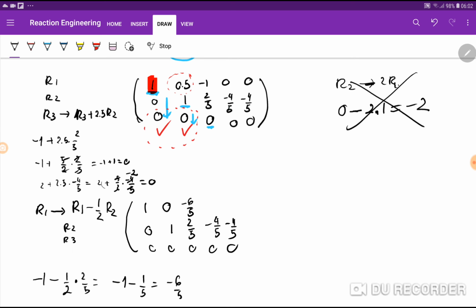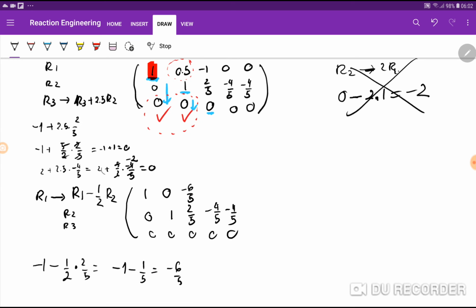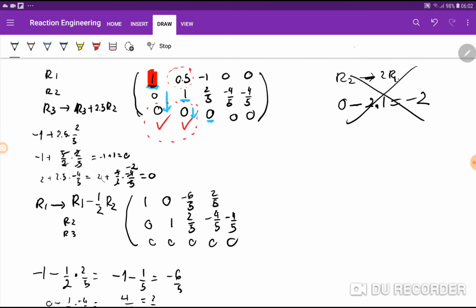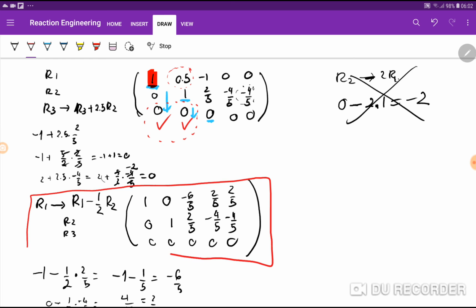0 minus 1/2 times -4/5 equals, the negative signs cancel out, so 4/10 equals 2/5. So 2/5. Similarly, 0 minus 1/2 times -4/5 is also 2/5. And I think this, my friend, this matrix right here is our reduced form.